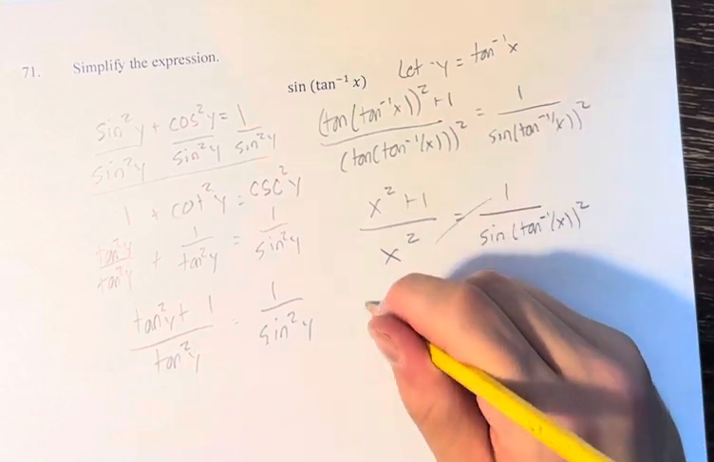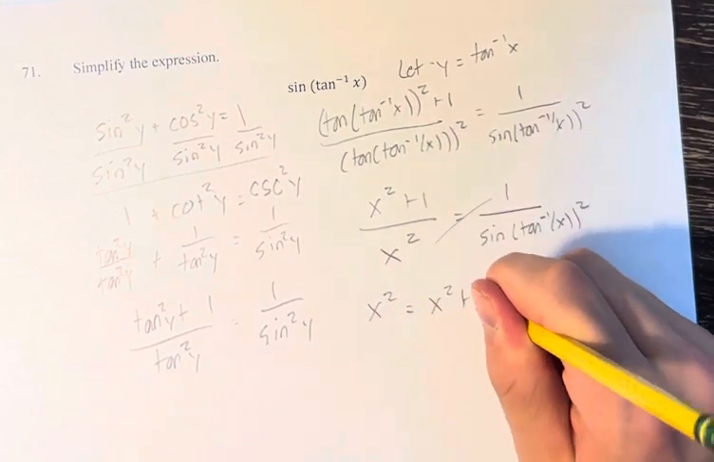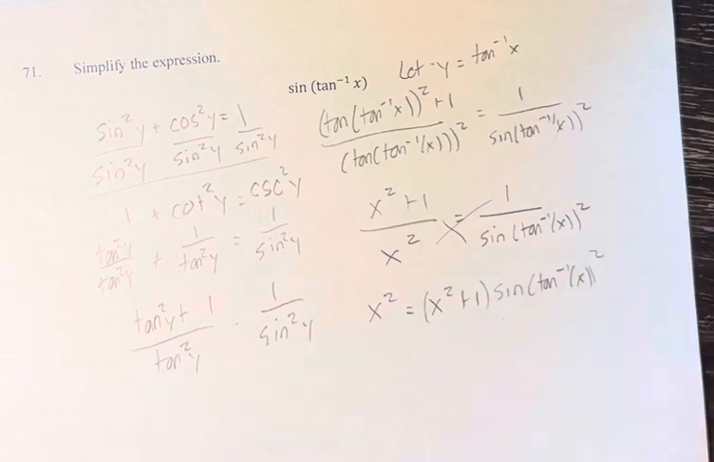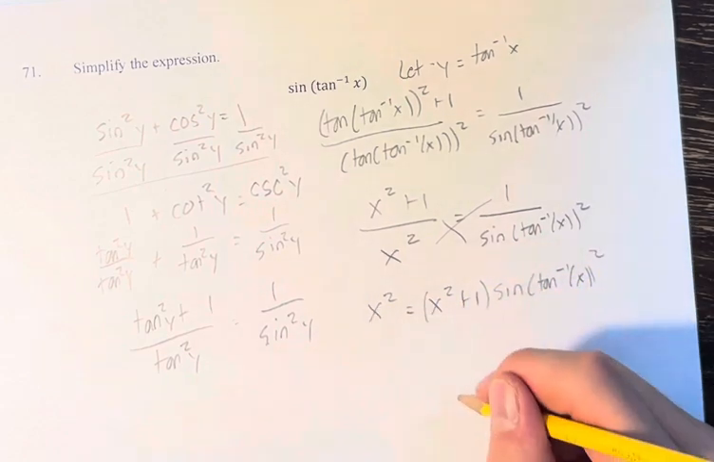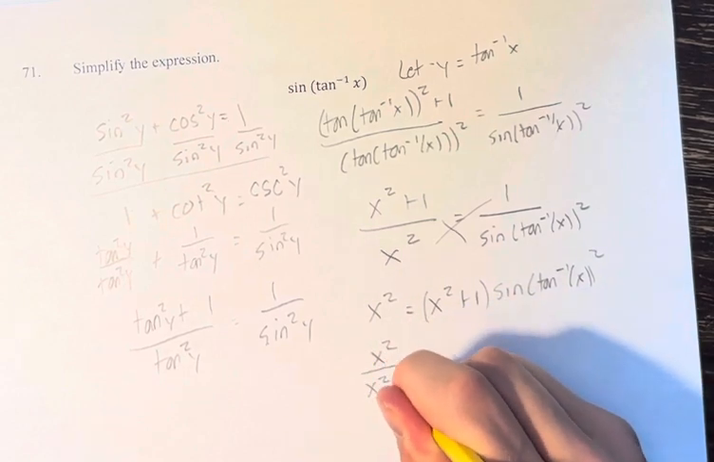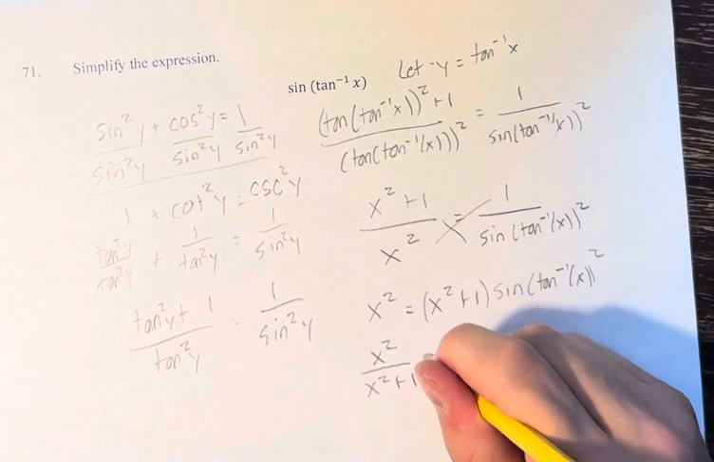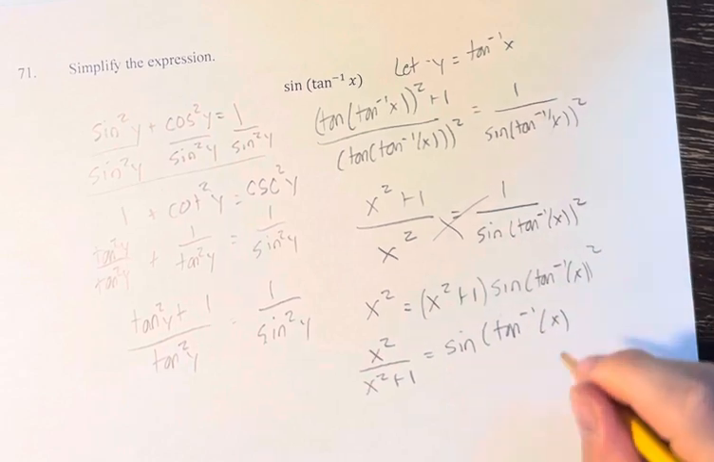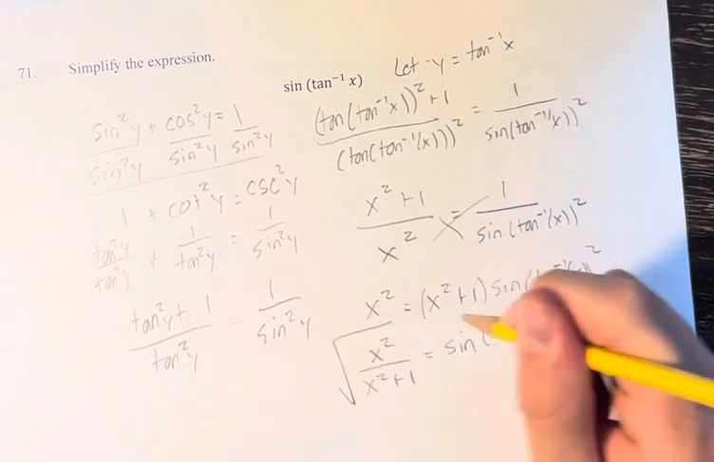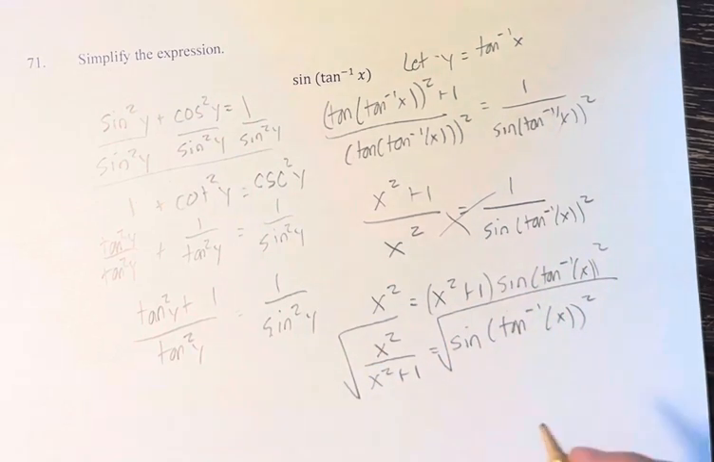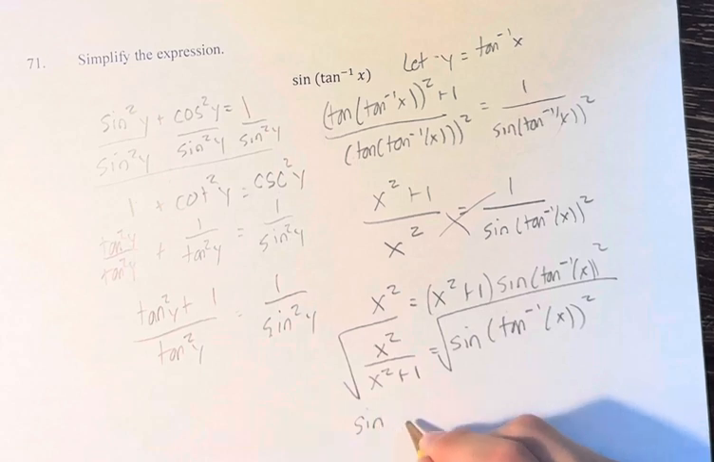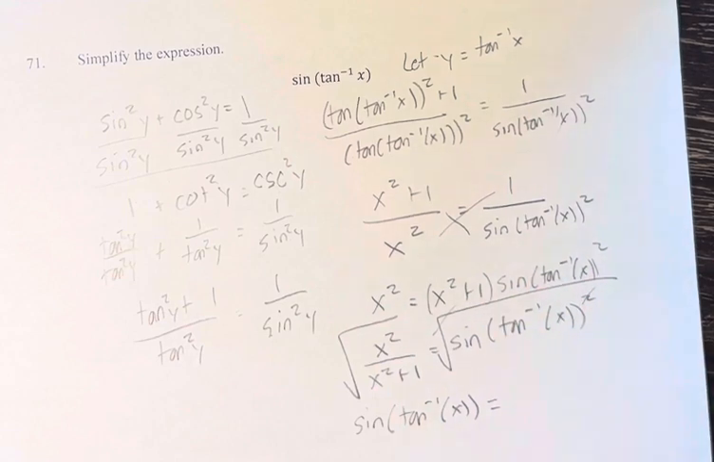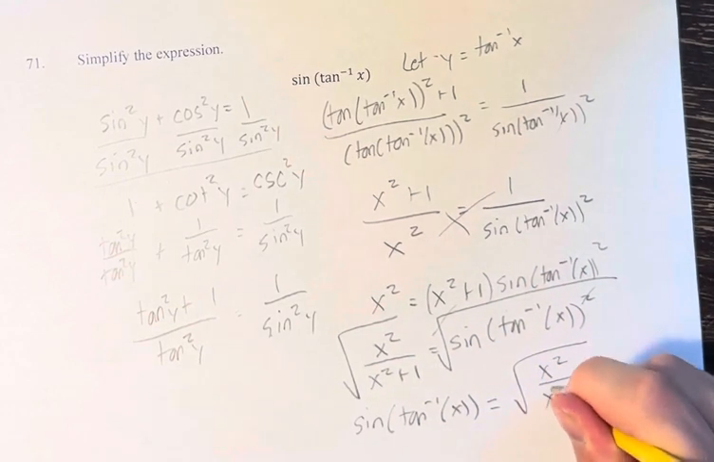Cross multiplying, we get x squared is equal to x squared plus 1 times sine of tangent inverse of x, squared. We can divide both sides by x squared plus 1 to get x squared over x squared plus 1 equals sine of tangent inverse of x, squared. And we can take the square root to state that the sine of the tangent inverse of x is equal to the square root of x squared over x squared plus 1.